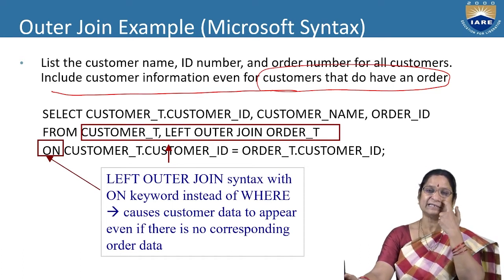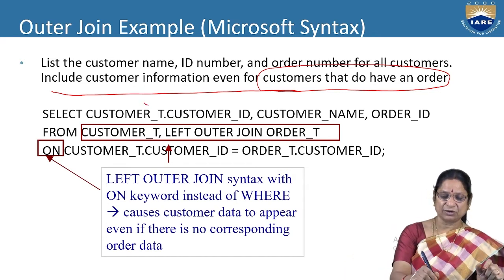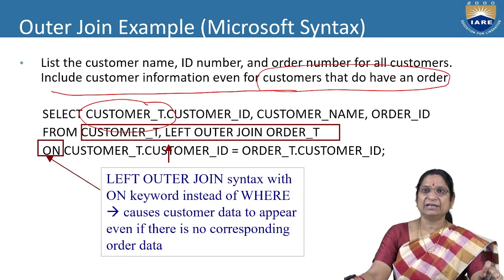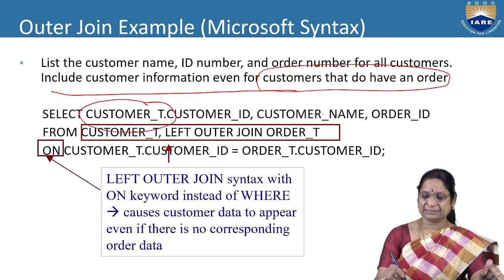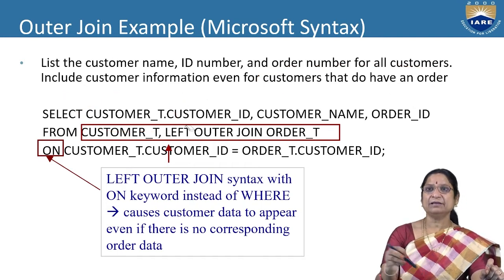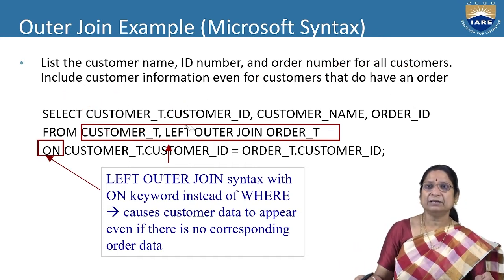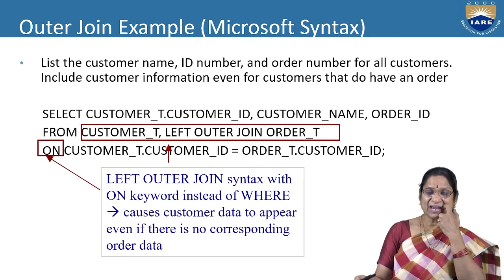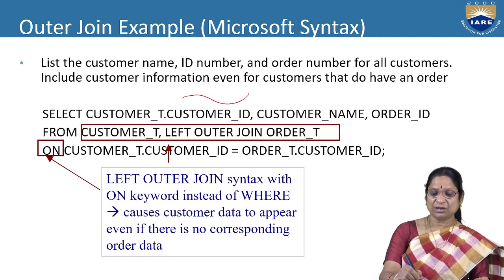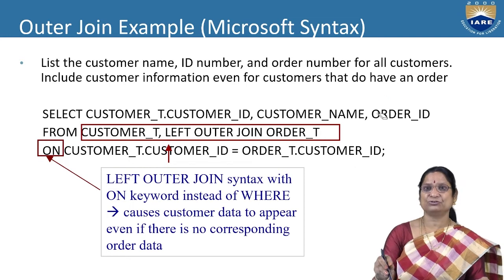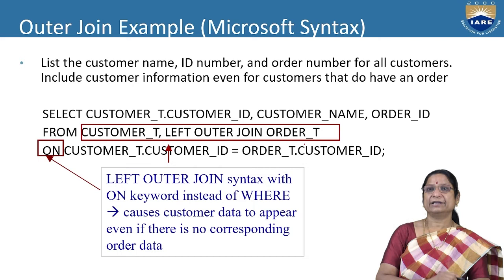So customer ID is a duplicate here, so that's why it is qualified: customer table dot customer ID, customer name, order ID. The other two are not qualified because these are unique attributes. So how many tables do we have to use? These two are from the customer table, and this is from the order table. So I am supposed to use two tables, the customer table and the order table.